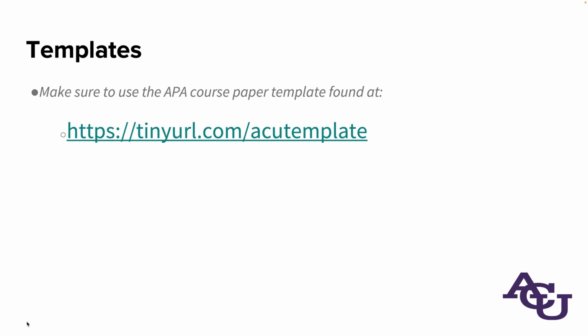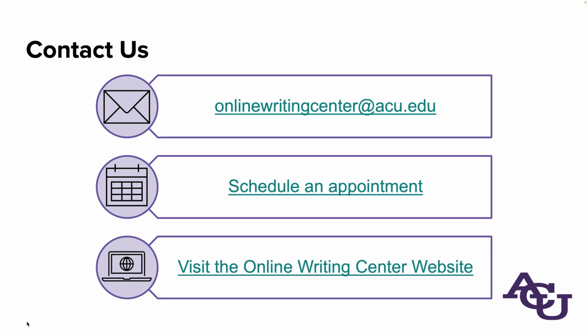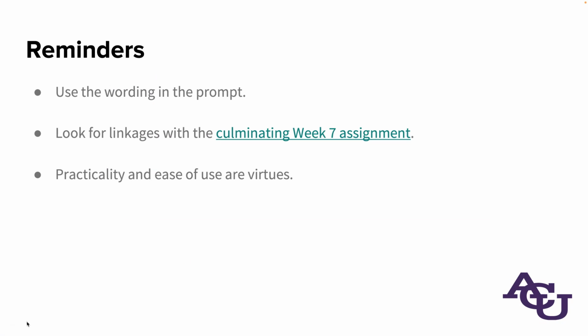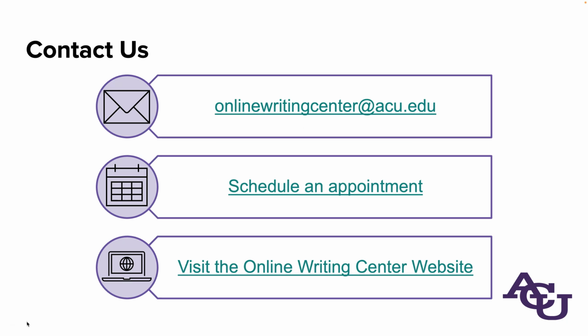All right. Now, if you have any questions, feel free to send us an email at onlinewritingcenter@acu.edu. But remember, you want to use the wording in the prompt, look for links with the next assignment, or the week 7 assignment. Remember, there are many virtues, including practicality, ease of use, history of use, and other things that you can refer to. And if you're writing about your organization, you can ask people and find out why they did that or what they like, and include that as part of your justification. Just make sure you have at least one scholarly reference that's required.